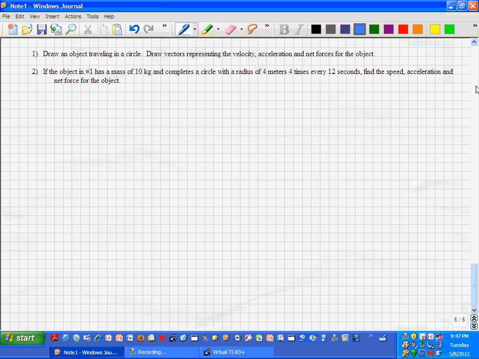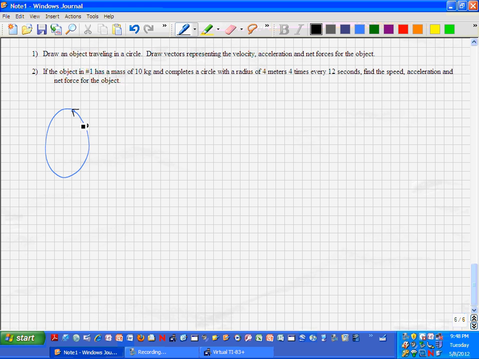This is an example of a simple object moving around in a circle. What we've got is we're going to draw an object traveling around in a circle. So I've got my circle here and my object here, and it's traveling around in a circle in this direction. And I want to draw vectors, or arrows, representing the velocity and acceleration and the force acting on the object.